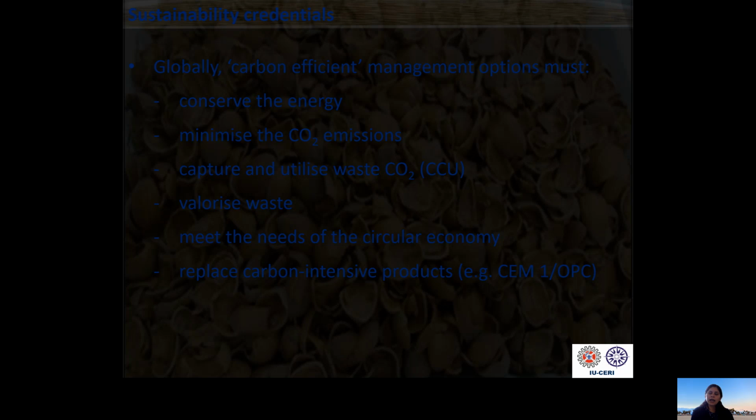To attain sustainability credentials, we must valorize waste, so not only using the CCU approach but also valorizing waste so as to reduce the reliance on natural materials. That can help to meet the need of circular economy and replace carbon intensive products. For example, if we can replace cement, which has high carbon footprint associated, and if I'm not mistaken, it's in the range of 760 kilograms carbon dioxide per ton of cement production. So if we can replace some of these carbon intensive products with low carbon products, then we have a win-win situation and we can achieve sustainability goals.